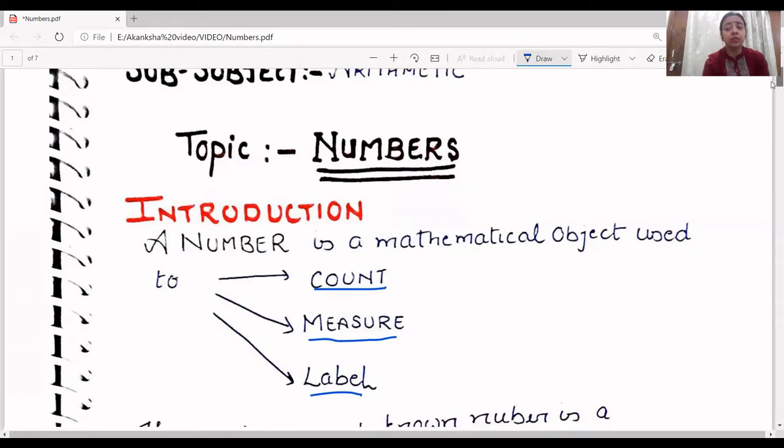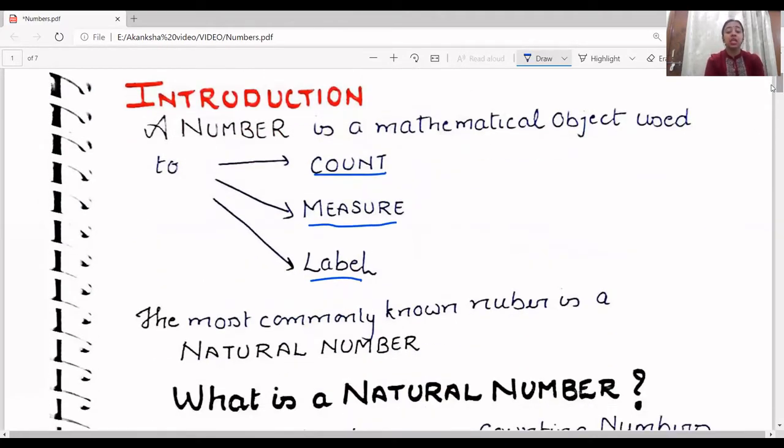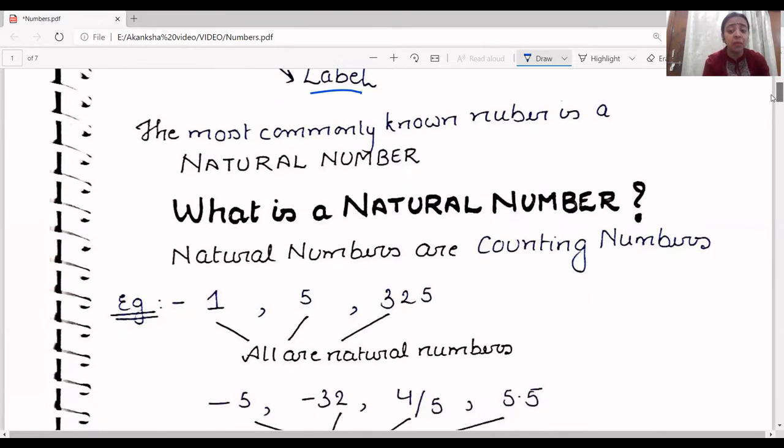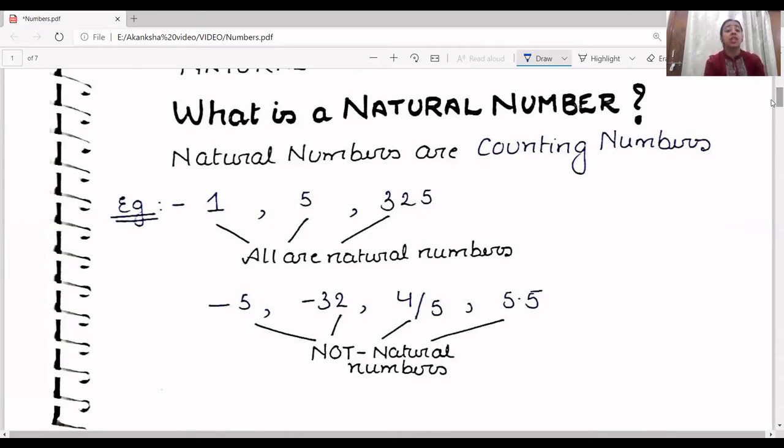Let me go deep into numbers. Now, numbers, the most commonly known number is a natural number. What is a natural number? A natural number is any counting number, right? 1, 2, 3, 4, 5, 6, 7, 8, 325, 100, 110, 120. All these are counting numbers. So any number which is a counting number is a natural number. Okay, so here is an example. 1 is a counting number, 5 is a counting number, 325 is a counting number. So all these numbers are natural numbers.